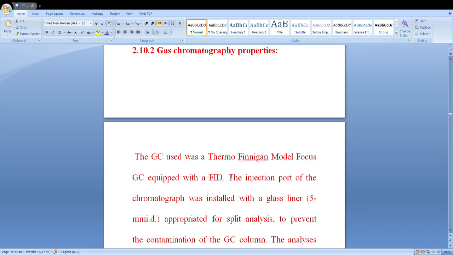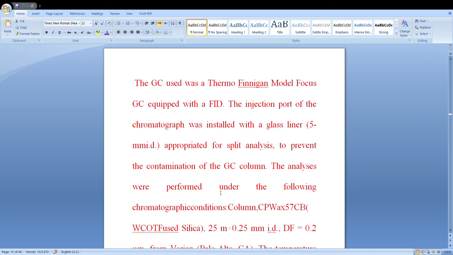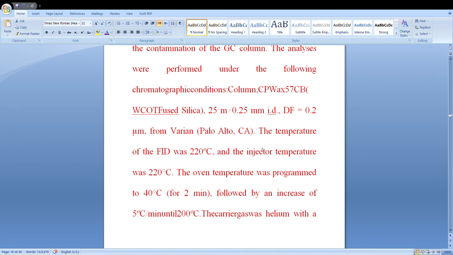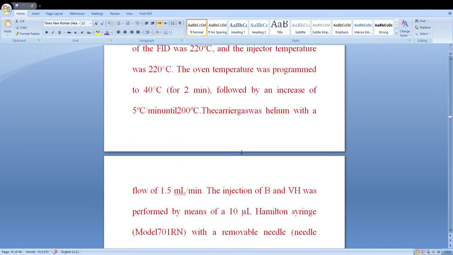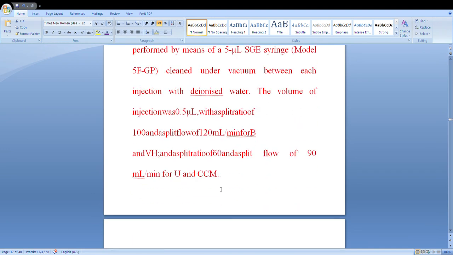Gas chromatography properties. We use gas chromatography. The injection port of the chromatograph was installed with a glass liner appropriate for spirit analysis to prevent contamination of the GC columns. There are also different conditions, such as temperature, column temperatures, and nitrogen carrier, and others.